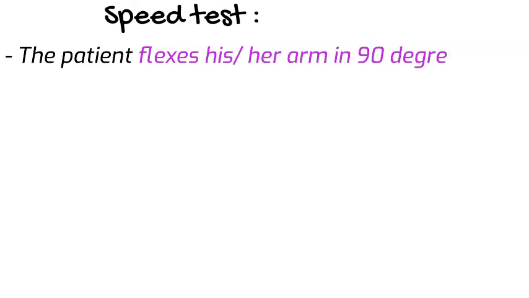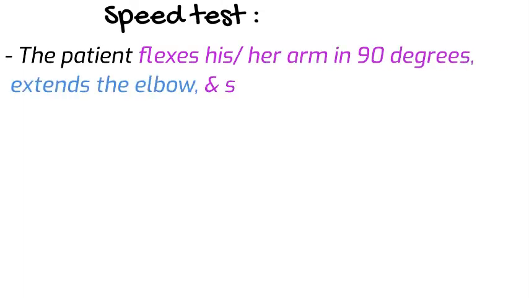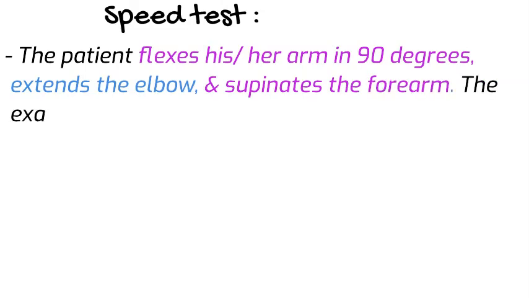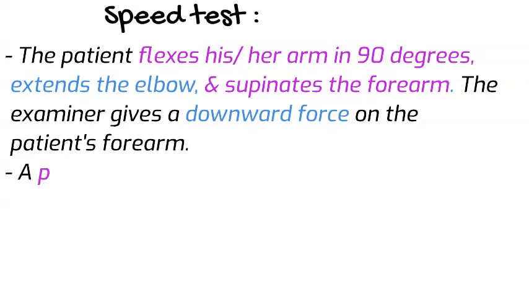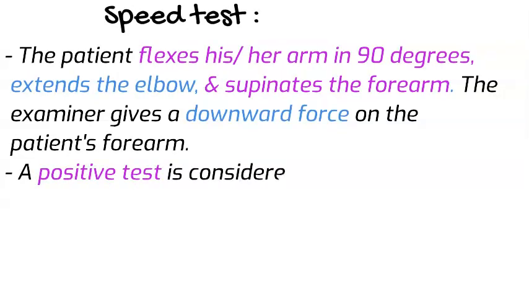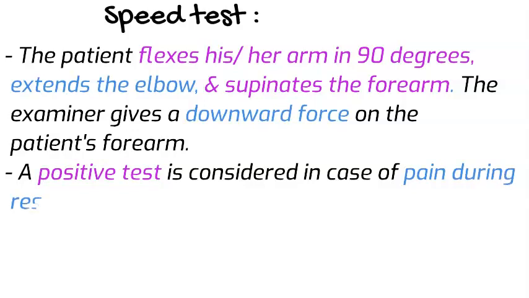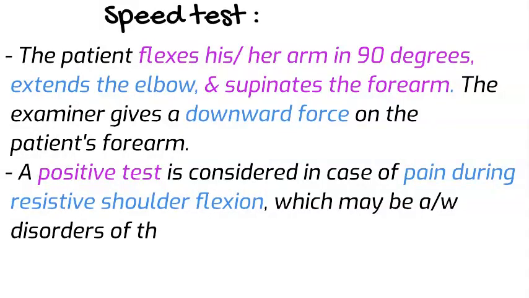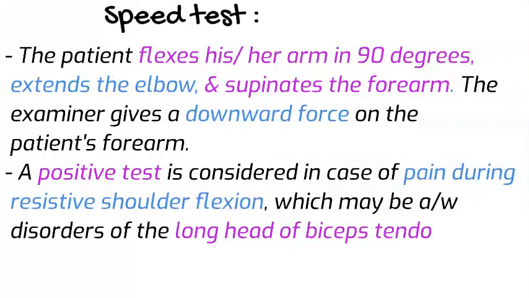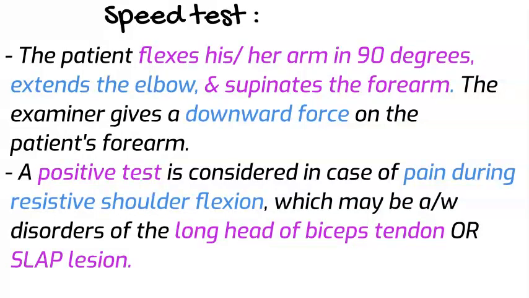Regarding the Speed test, the patient flexes his or her arm to 90 degrees, extends the elbow, and supinates the forearm. The examiner gives a downward force on the patient's forearm. A positive test is considered in case of pain during resistive shoulder flexion, which may be associated with pathology of the long head of biceps tendon or a SLAP lesion.